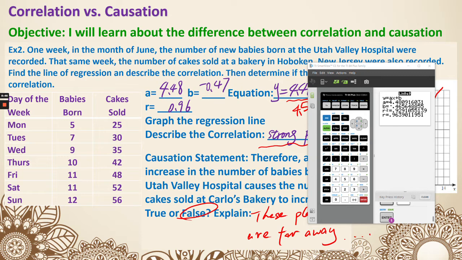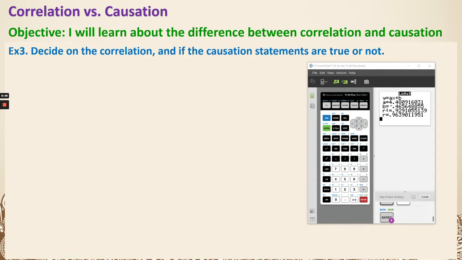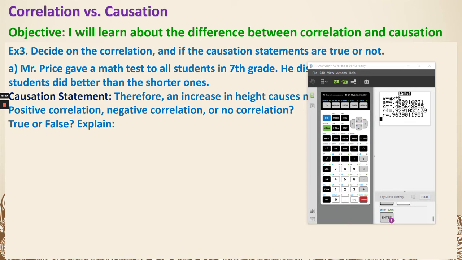So now let's just practice a bit more on identifying the correlation and causation. Decide on the correlation if the causation statements are true or not. Mr. Price gave a math test to all students in 7th grade. He discovered that the taller students did better than the shorter ones. Taller, better, which means increasing. So it's going to be a positive correlation.